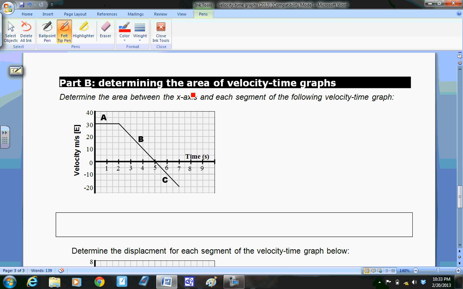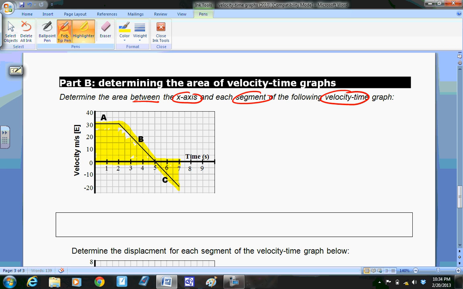So again, what we're going to do is find the area between the x-axis and each segment of the velocity time graph. I find it's really helpful if we highlight these two areas or sections. So we're going to be highlighting the x-axis, and we're also going to be highlighting each component of this graph. And we're going to be finding the area between the x-axis and the lines of the graph, lines that best fit the graph. So we can find these areas over here.